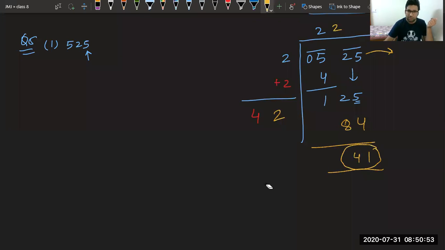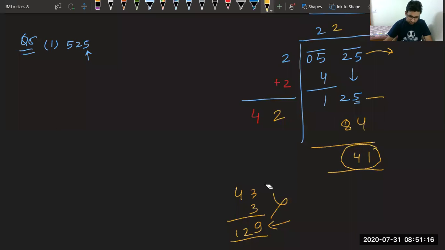Can we take 3? Ananya, let's see what will happen with 3. If you take 3, what will happen? 3 3s are 9, 3 4s are 12. But we want 125 only. It is larger than that. So we cannot take 3. It will come as 129, which is larger than 125. So we cannot take 3. I hope it is okay now.